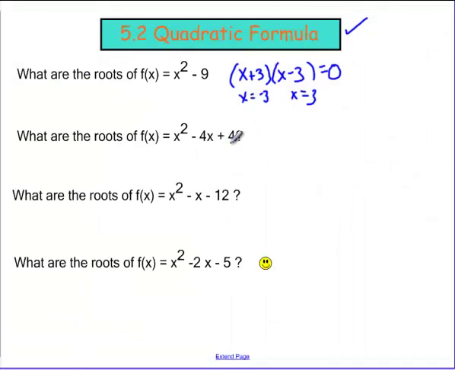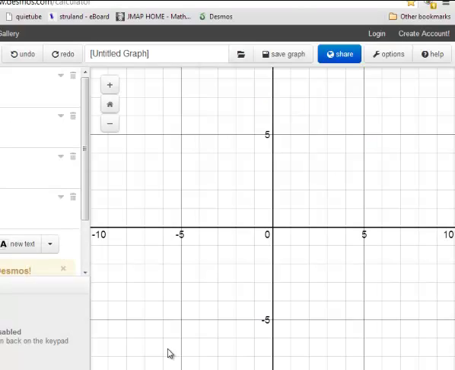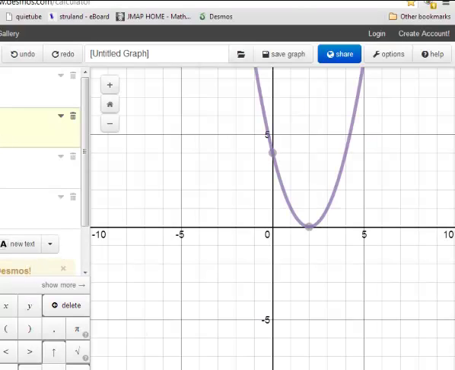Okay, how about this next one? What are the roots of this equation? Well, I'm going to factor this. And this factors out to, and I only have one root here. Well, let me go look. Here's my graphing calculator, and here's what it looks like. And indeed, it only crosses the x-axis at 2.